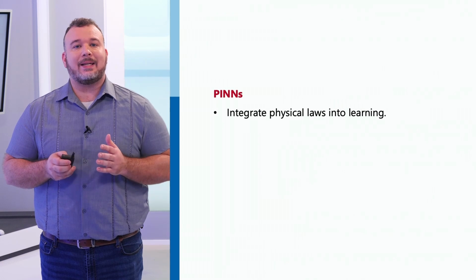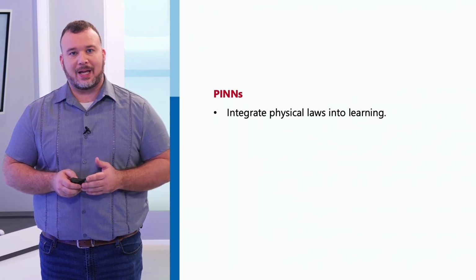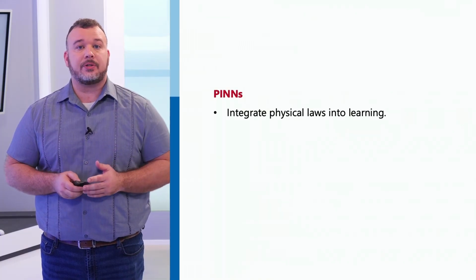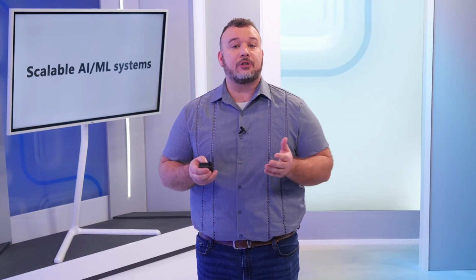PINNs represent a cutting-edge class of neural networks that directly integrate physical laws into the learning process. Traditional neural networks rely exclusively on data, but PINNs incorporate equations governing natural phenomena such as fluid dynamics, electromagnetism, or structural mechanics. This approach ensures that the network outputs align with established physical principles, improving both efficiency and generalizability.